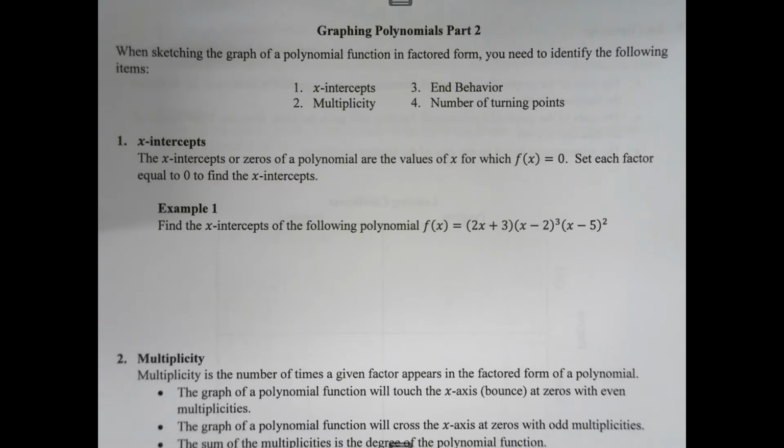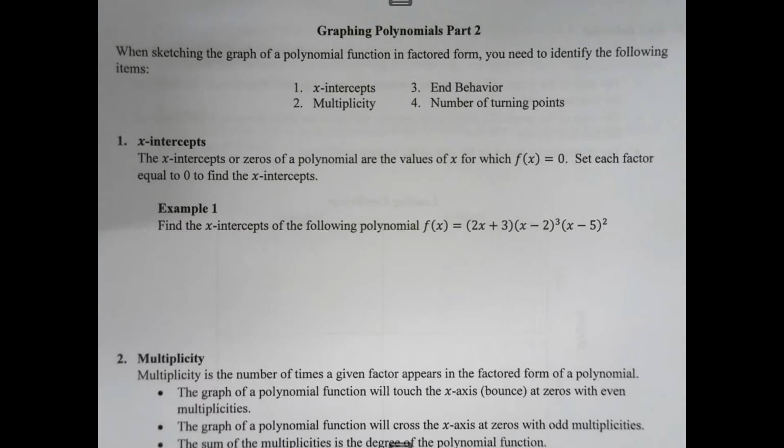You're going to need to identify the following things: the x-intercepts, the multiplicity, the end behavior, and the number of turning points. So let's go through and talk about how we can find each of these from our given polynomial function, and then we'll do a couple of examples. So first, the x-intercepts. The x-intercepts, or the zeros of a polynomial, are the values of x for which our function is equal to 0.